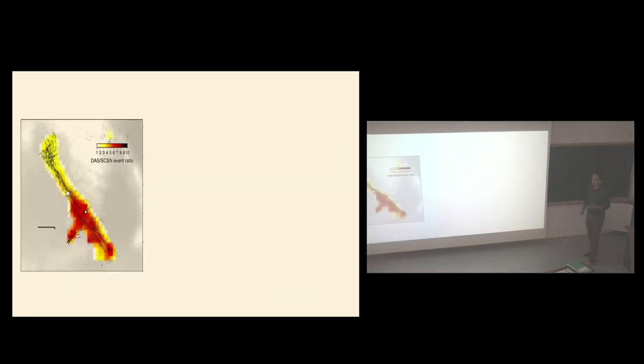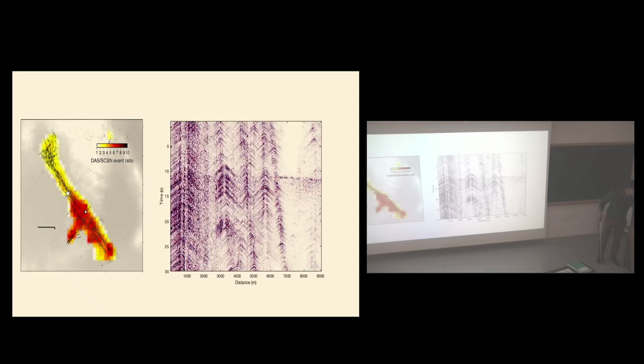With this kind of array, we were able to detect many more earthquakes than the conventional seismic array nearby using the Southern California network. So this is the cable. Now the color shows you where you can detect more earthquakes, whereas in red, we're detecting about 10 times more earthquakes. But most of these earthquakes were actually very small, not like the one I showed you earlier. Most of them are like this, right?